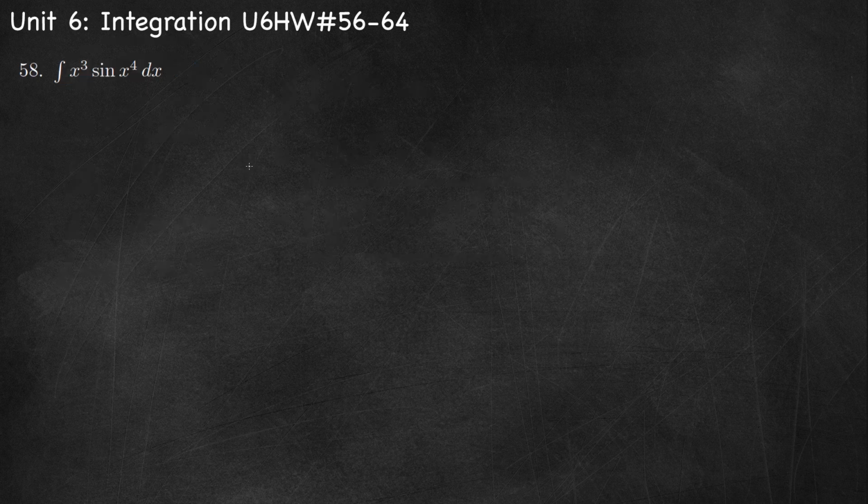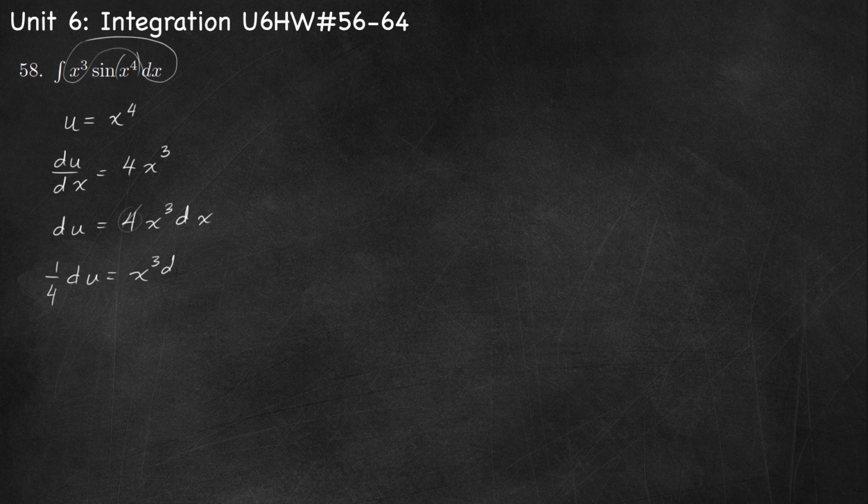58, x cubed times the sine of x to the fourth. What is our inside function? Let's let u be the x to the fourth that's inside of sine. So if u equals x to the fourth, then du dx equals 4x cubed, and if I multiply by dx, I get du equals 4x cubed dx. So I have part of that in my integral. I have x cubed dx. I don't have this 4. So if I divide both sides by 4, I get 1/4 du equals x cubed dx.